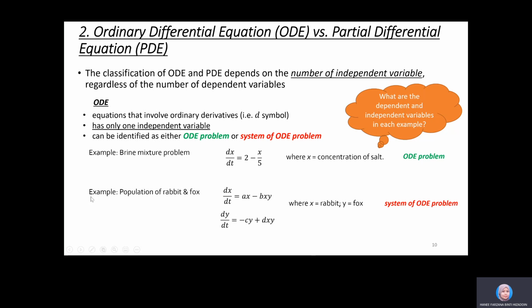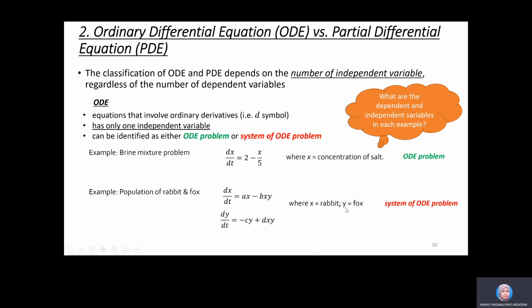Okay, the next example here is a system of ODE problem. For example, the population of rabbit and fox, where x is the population of rabbit and y is the population of fox per unit time. So you can write dx dt, the change in the population of rabbit per unit time, and the change of the population of fox per unit time, because fox eat rabbits. So if there are more rabbits, there could be more foxes. Or if there are more fox, then the population of rabbit will decline sharply over time.